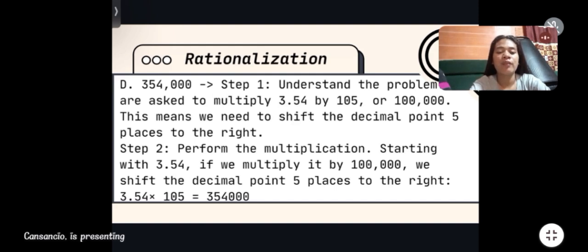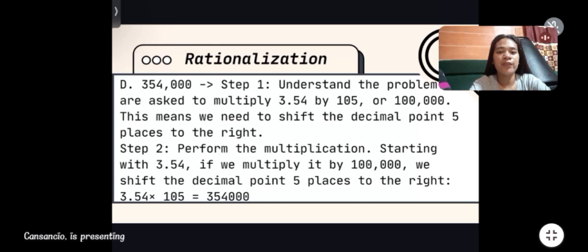354,000. So step 1, understand the problem. We are asked to multiply 3.54 by 10^5 or 100,000. This means we need to shift the decimal point 5 places to the right. Step 2. Perform the multiplication starting with 3.54. If we multiply by 100,000, we shift the decimal point 5 places to the right. 3.54 times 10^5 is equal to 354,000.